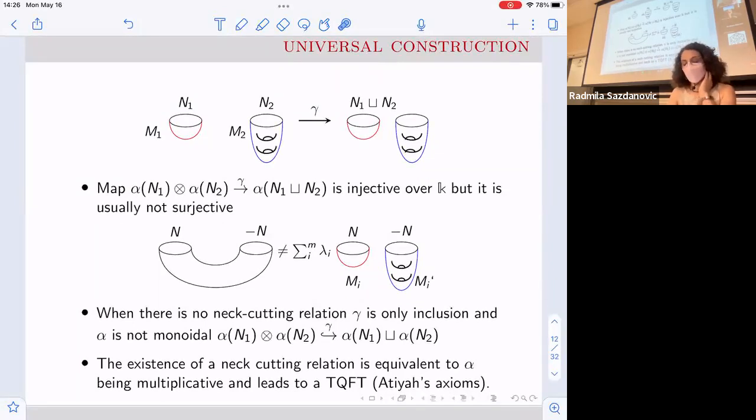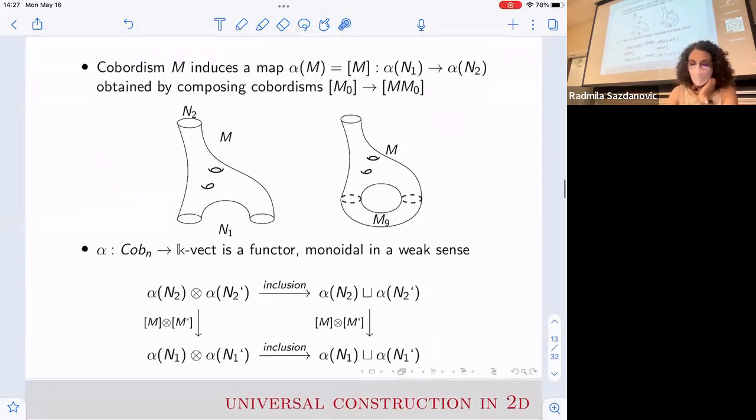Actually, this is just for completeness. Khovanov talked about it. Maybe let me just emphasize that this map, when it's on n-1 dimensional manifolds, is usually injective over the field, but it's rarely surjective. And again, surjectivity comes from the existence of a neck cutting relation. But again, if you have a neck cutting relation, then you get a TQFT. And that's when you actually get that this alpha is multiplicative on n-1 dimensional manifolds too. Otherwise, it's not. Okay, and it's functorial and so on and so on.